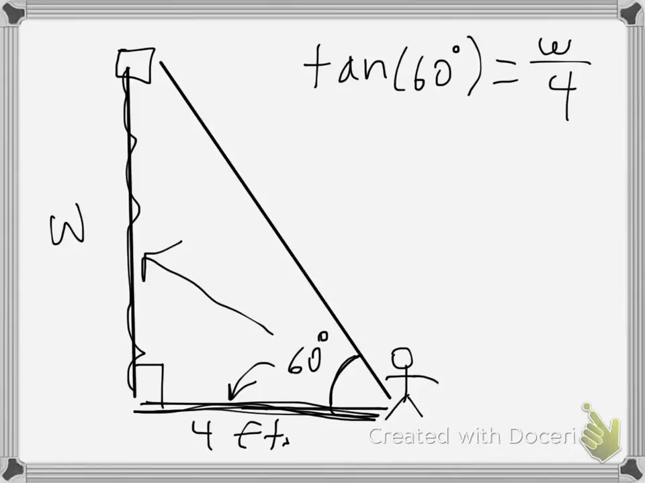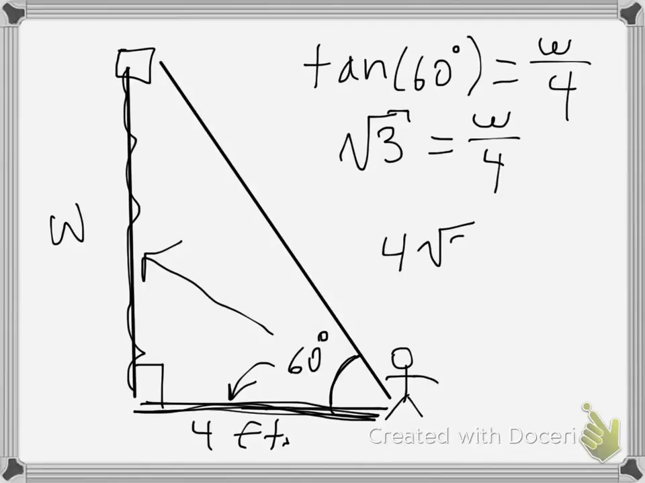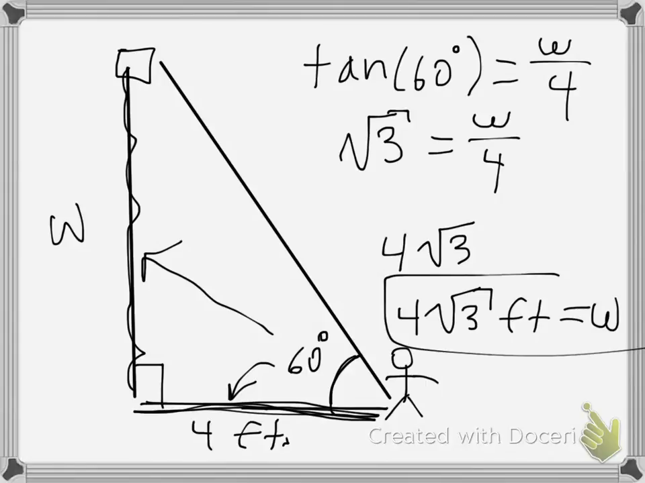So what is tan of 60 degrees? Well, that's the square root of 3. So the square root of 3 equals W over 4. So W equals 4 square roots of 3. So you need 4 square roots of 3 feet of wire to fix this lamp.